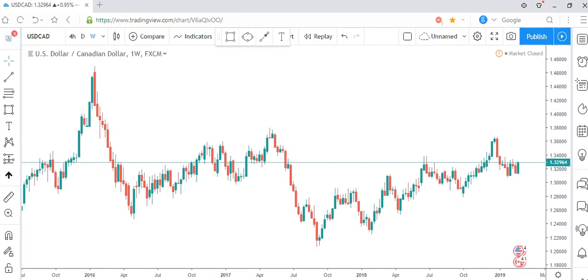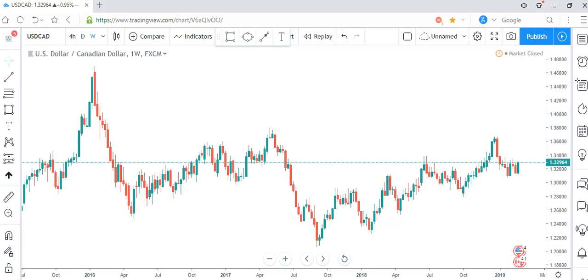So right now we are on the USD CAD weekly time frame, and right here we can see we are in an uptrend. First of all, how do you identify your uptrend? You must have a series of higher highs and higher lows. You must see a series of higher highs and higher lows. So that will now qualify this as an uptrend. So you can now see this is an uptrend.